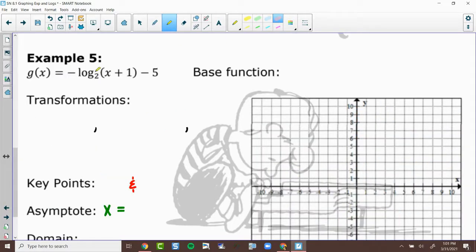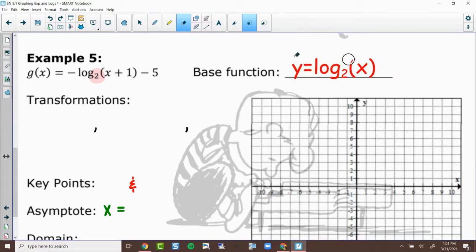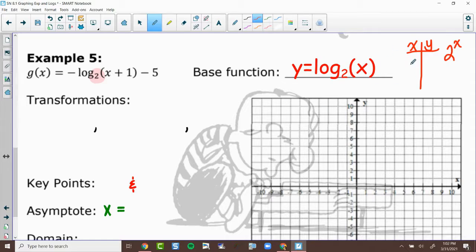First, let's find the base function. I see log base 2, so that will be where I'm going to begin on this graph. If you are comfortable and you would like to work with an exponential and flip them, you can, or you can just use those key points we had before and flip them as well. So I've got 2 to the 0 gives me 1. 2 to the first gives me 2. So when I have those key points, I'm going to have (1, 0), because they're inverses, and (2, 1).